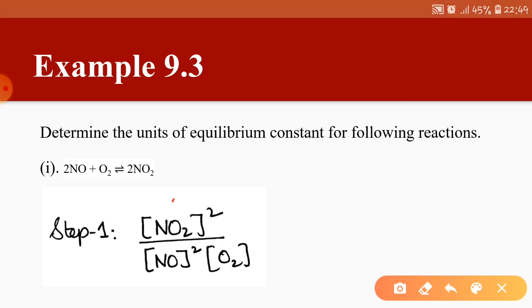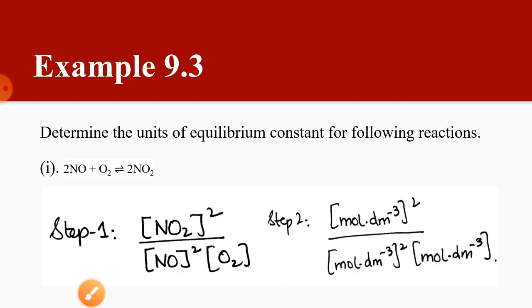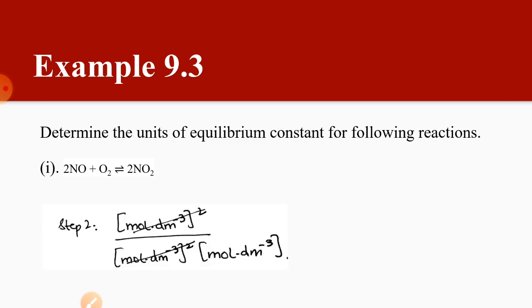The concentration unit for this species will be raised to power 2 because power 2 is present with this concentration term. Similarly, the concentration unit for this species will also be raised to power 2, right? So moving towards step 2, this is how the concentration units are incorporated within the square brackets. Now we will just simplify it.